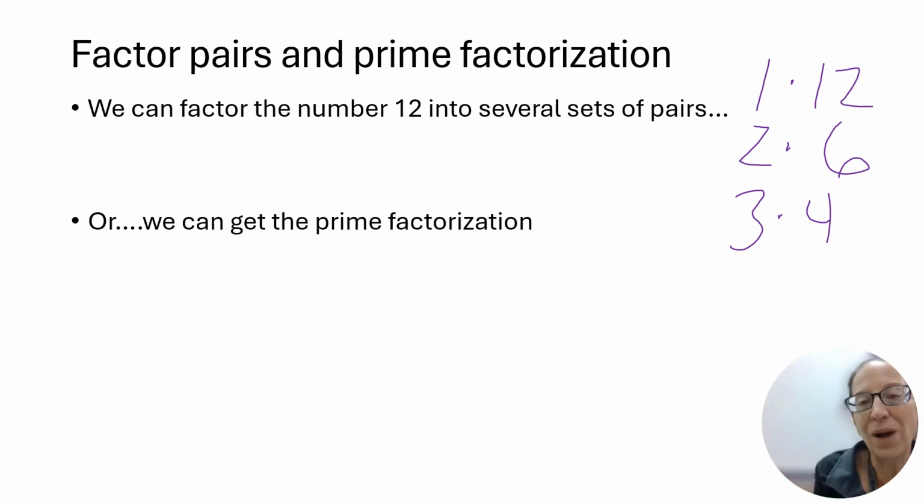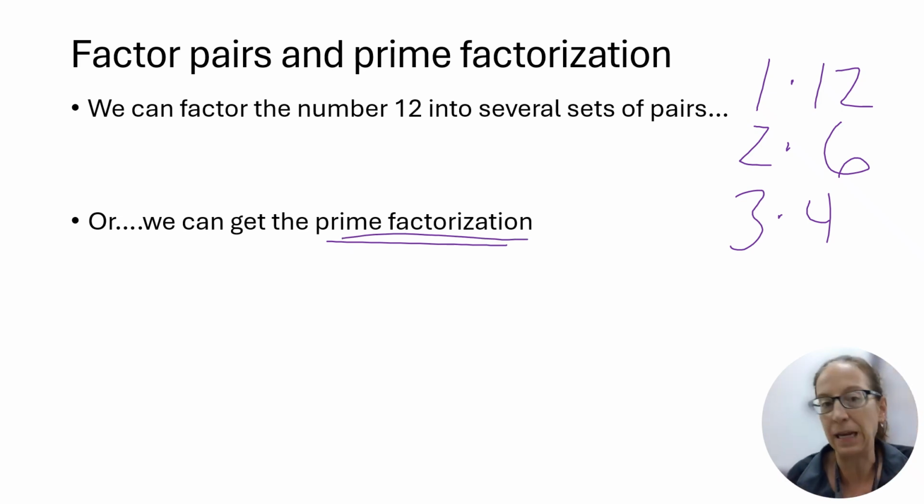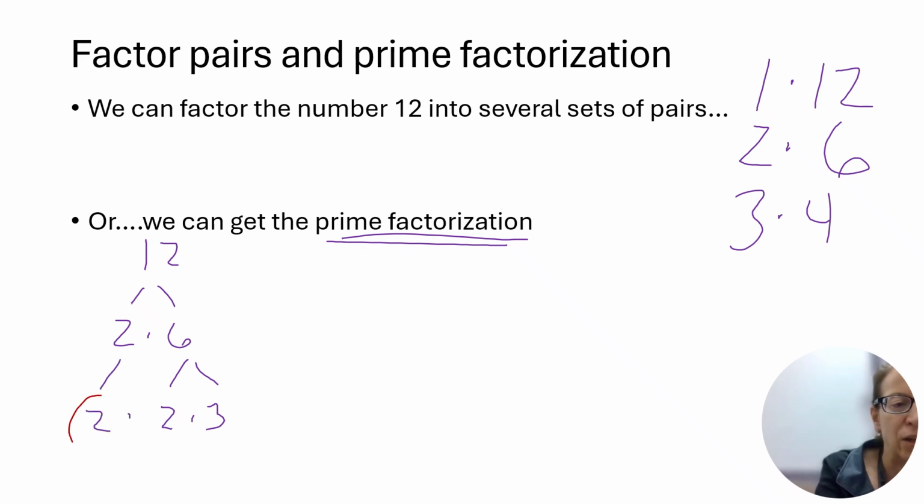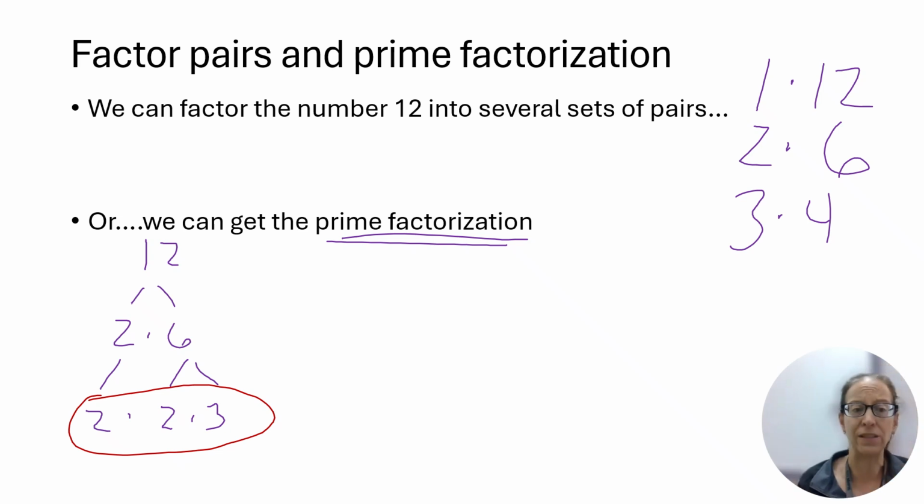Now, the other way we could think of factoring is something called the prime factorization, which means you're going to factor it so that it cannot be factored anymore. And to do that, you might make a factor tree. So you might say 12 is equal to 2 times 6, and then 6 could be factored into 2 times 3, and then we'd bring that 2 down to the bottom line. And so we would say the prime factorization is 2 times 2 times 3.